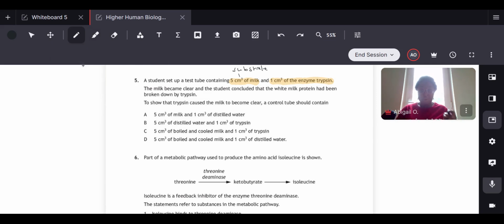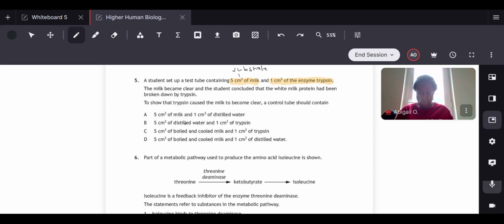If we want to set up a control for an enzyme question, we want to make sure that the substrate is the same, but we don't yet include the enzyme. We want to make sure that our substrate is the same, but we don't have an active enzyme ingredient there. So let's look through the answers. A is 5 centimeters cubed of milk and 1 centimeter cubed of distilled water. That looks like it can be a contender because we still have our 5 centimeters cubed of our substrate, but we don't have an active enzyme, which is useful for a control. But let's look at the other options and see what we think.